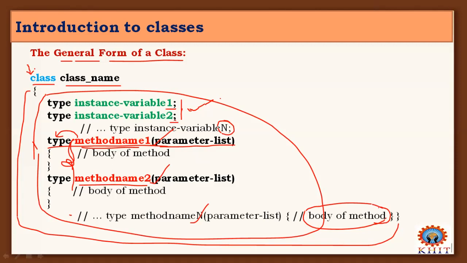So this is the general form of a class. We can define a class structure, or a class template, or a class data type with the class keyword followed by class name and class scope. Inside this class you can define members, and members are of two types: instance variables or member variables, and member functions or member methods of the class.